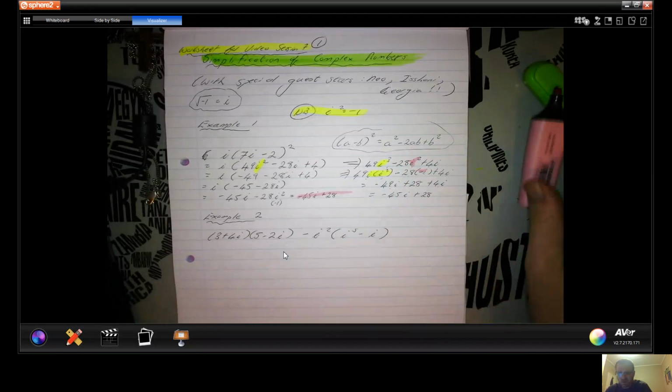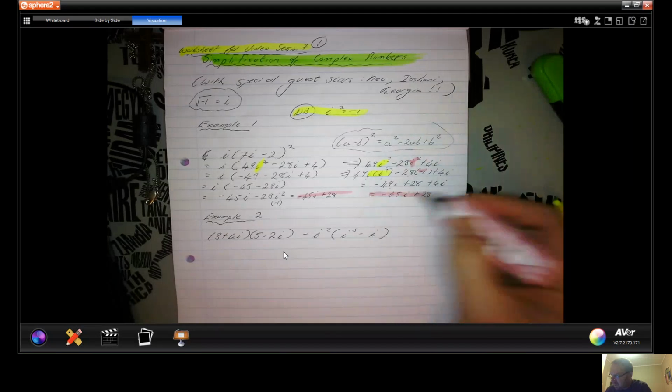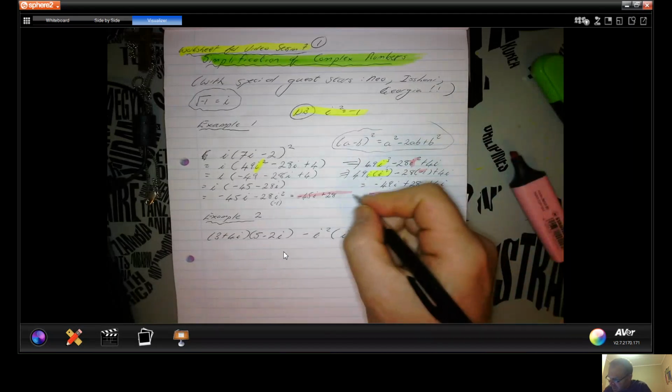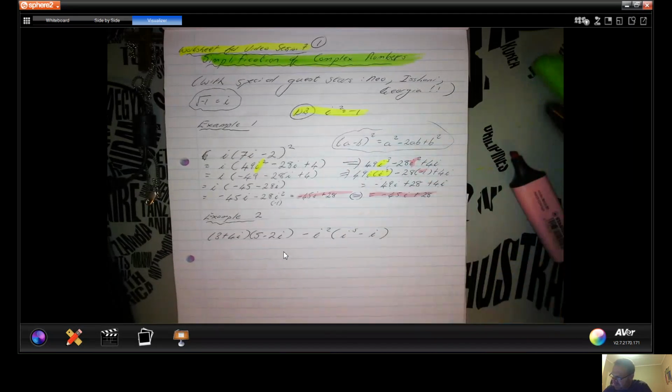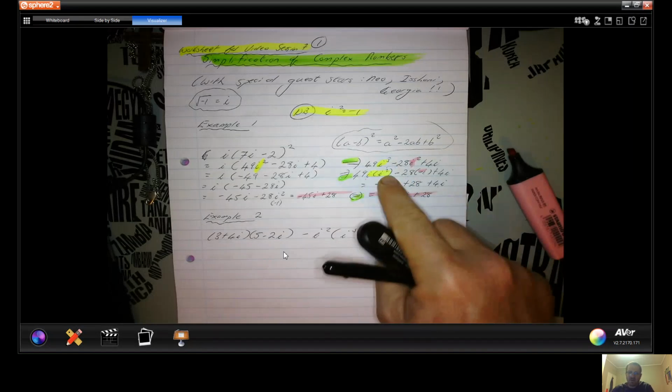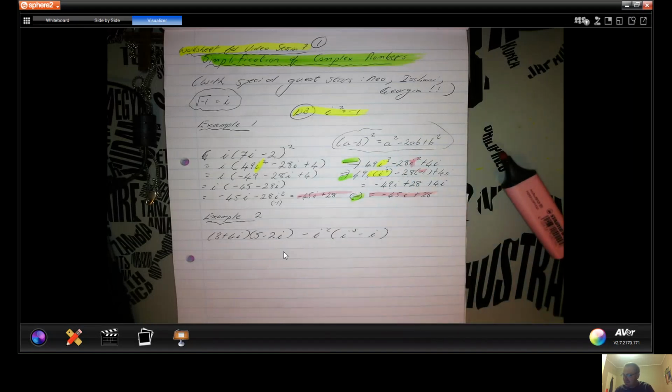Which is the same answer as what I got when I did it the other way. So those two different methods produced the same answer, negative 45i plus 28. Remember, if you've got an odd power, I always just do it by writing it as i times an even power, and then I work from there. Okay, right, let's have a look at example 2.